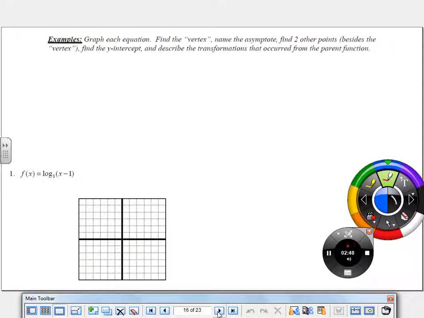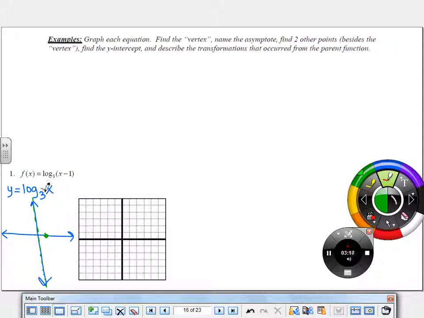Just like with the other functions, we need to build the parent function based on our base. So here's an example where our log has a base of 3. So I want to think about what the parent function would look like built with a base of 3. So remember, the things that I do know are that I have this vertical asymptote and this point at 1, 0. Now the rest of the points on the graph depend on the base.